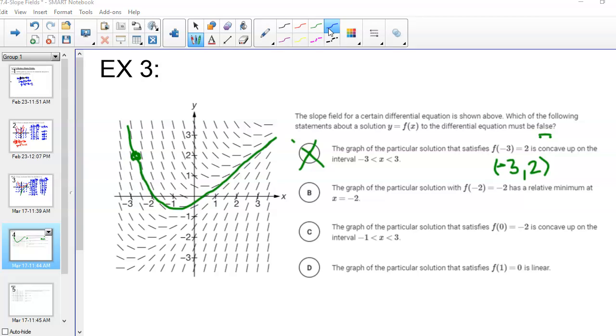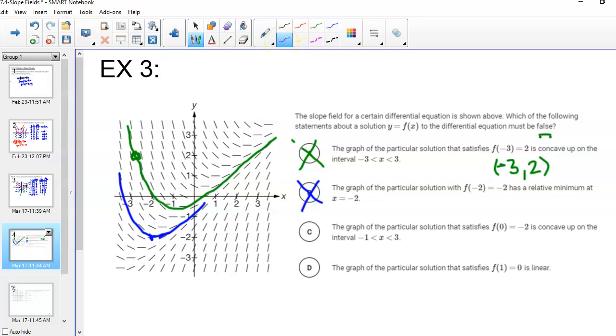Okay, the next one says that we have a particular solution where f of -2 equals -2. So -2, -2 is about right here on the graph, and it has a relative minimum at x equals -2. Well, if you look right there at that point, you have a zero slope right there at -2, -2, which tells us that we do probably have a minimum value right there. So that appears to be true. We're going to exclude that answer.